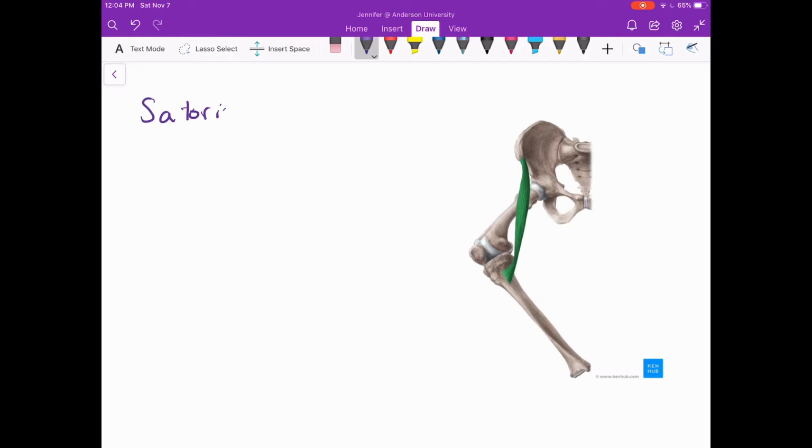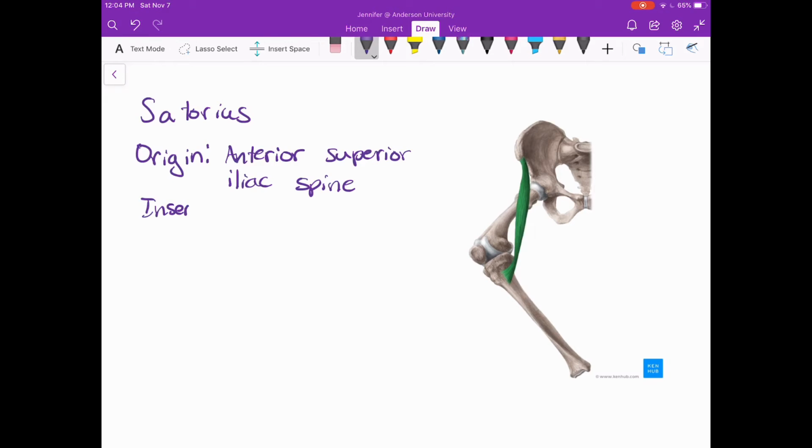Next, we have the sartorius, which is the longest muscle in the body. It is a strap-like superficial muscle running obliquely across the anterior surface of the thigh to the knee. The origin is the anterior superior iliac spine, and the insertion is by an aponeurosis into the medial aspect of the proximal tibia. And this picture kind of shows the action that it allows you to do.